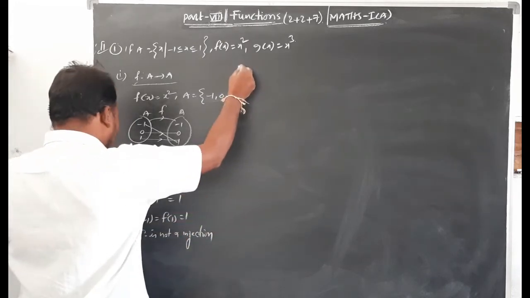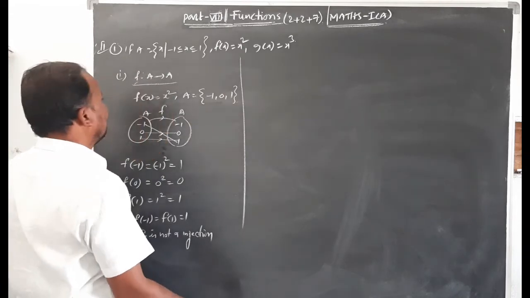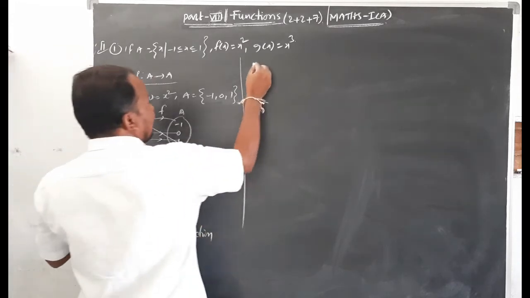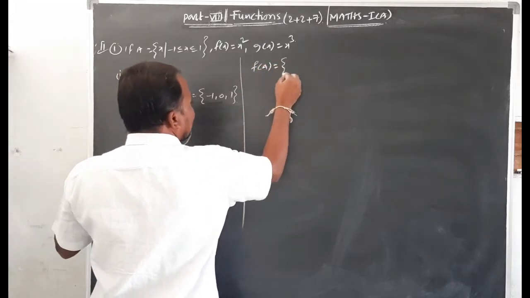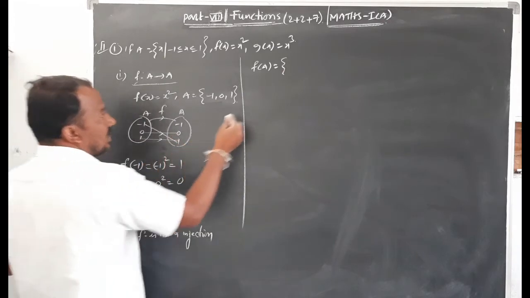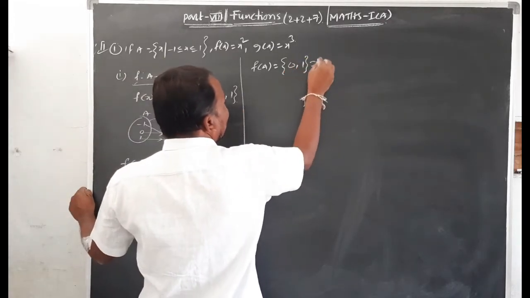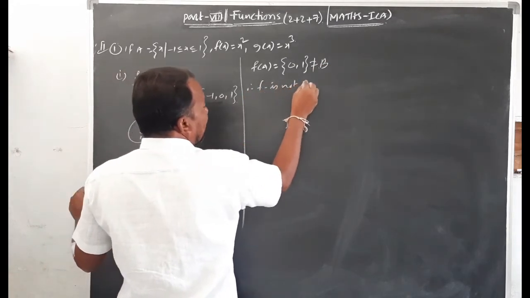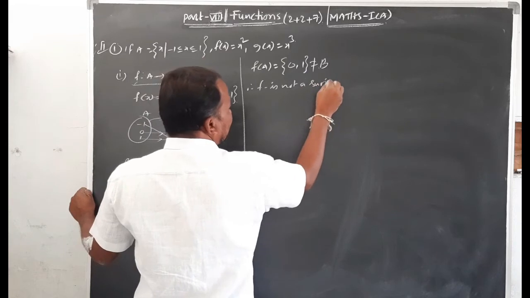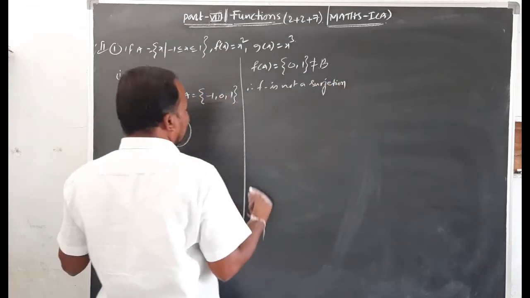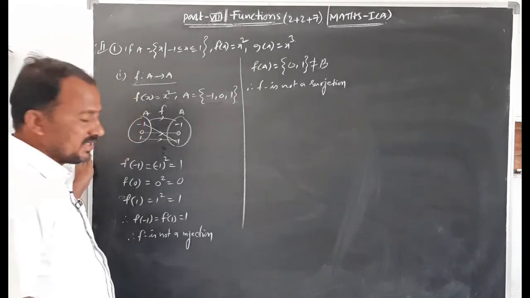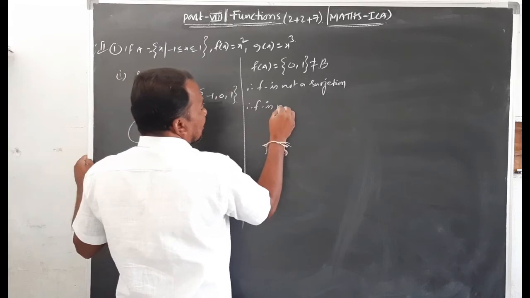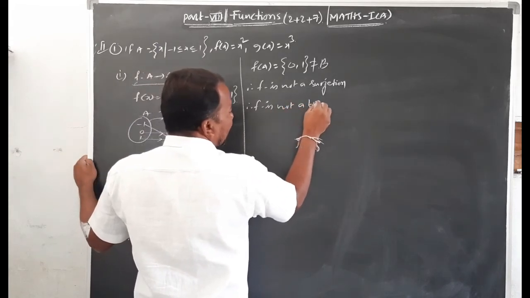Now surjection. The range f of A: what are the images? Images are 0 and 1. It is not equal to the codomain B. Therefore, f is not a surjection. It is neither an injection nor a surjection. Therefore, f is not a bijection.